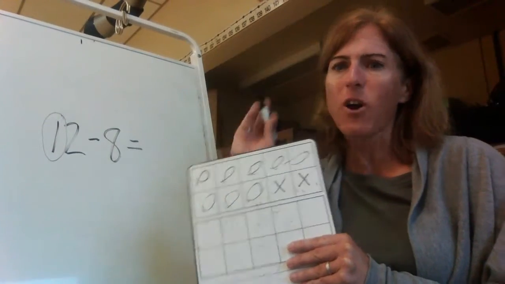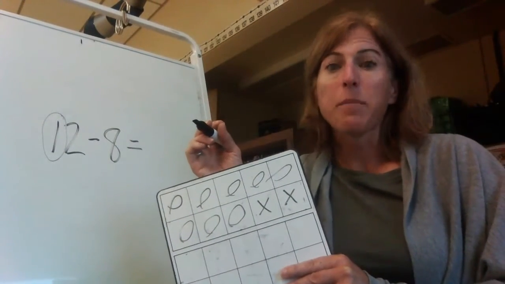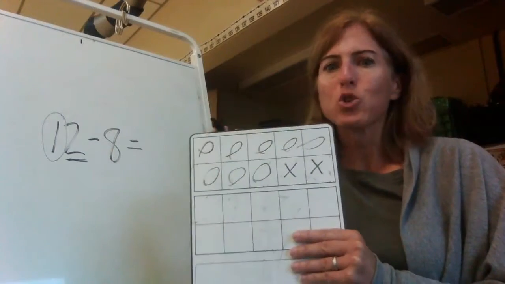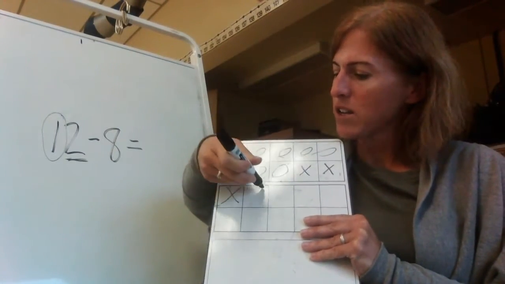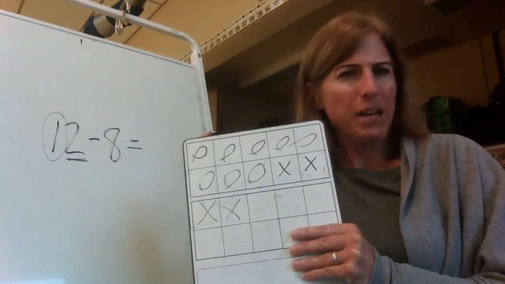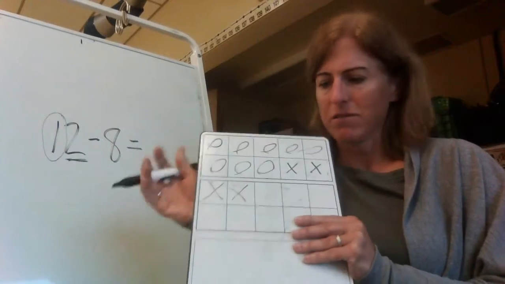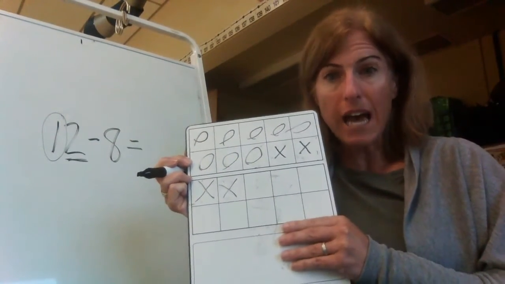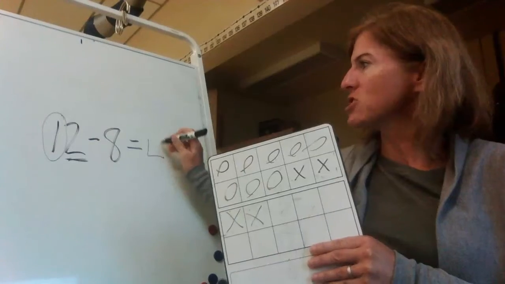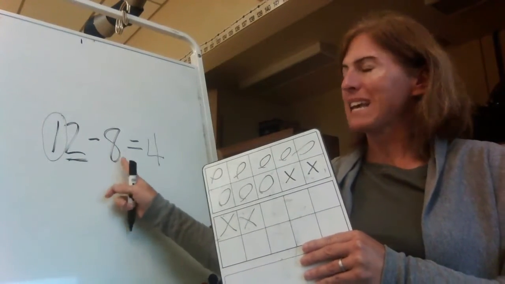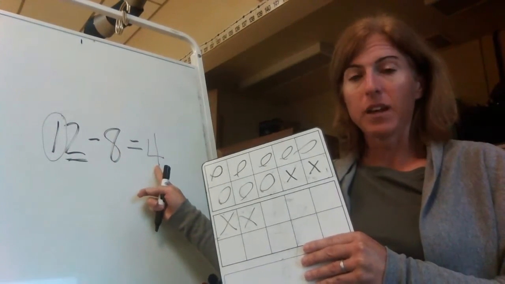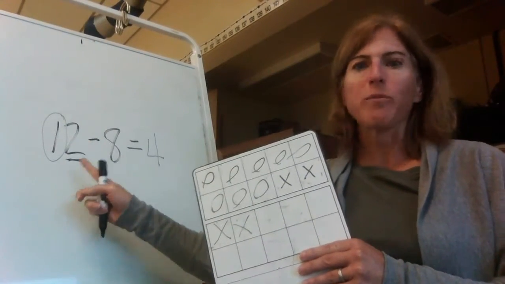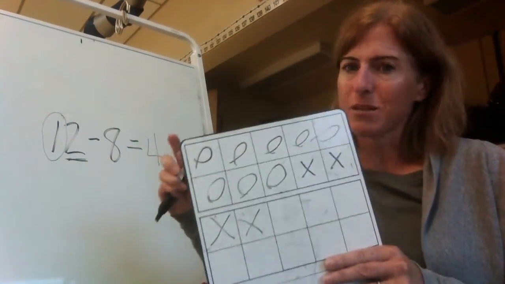Well, now that I have 10, this is taking care of this number right here. There's my 10 that I've already got. How many more ones do I have? You're right. I have 2 more ones. 1, 2. How many x's are here? 1, 2, 3, 4. And I did that by making a 10. Now let's check and make sure. 12 minus 8 equals 4. Let's do the reverse. 4 plus 8 equals 12 because we know related addition and subtraction.